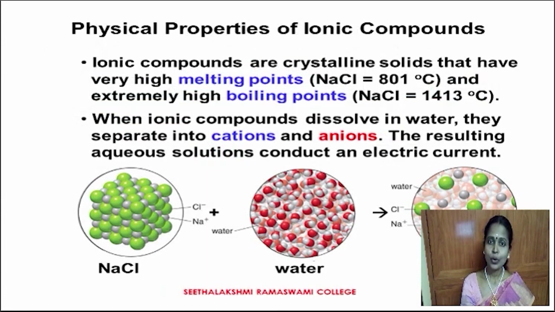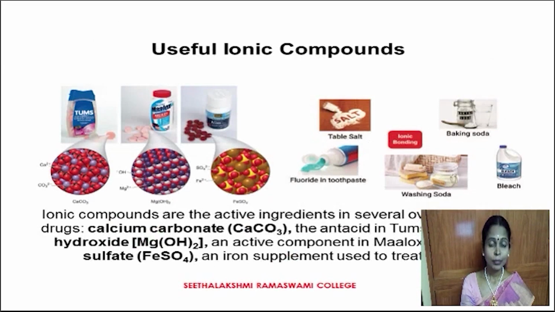Talking about the physical properties of ionic compounds, they are crystalline solids that have very high melting points and very high boiling points. And these ionic compounds dissolve in water and separate into cations and anions. This property helps them to conduct electric current. Talking about the uses of ionic compounds, they have a wide variety of applications. They are used in antacid tablets, as iron supplements, as common salt, in toothpaste, and also in baking soda, bleach, washing soda, etc.